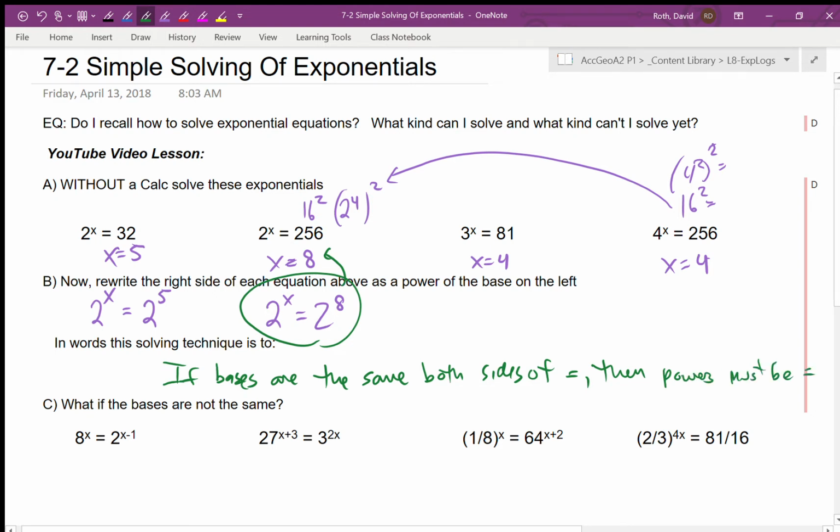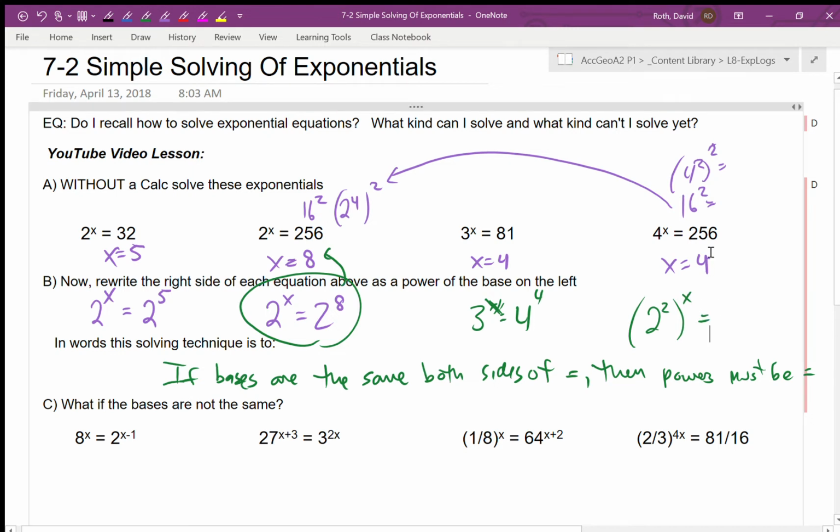Okay, simple as that. Anyway, this would be 3 to the x equals 4 to the 4th, right? I think that's what we said. And this is 2 squared to the x power equals, I'm going to do this a little bit different. We already said 4 to what power is to the 4th. And so you'll end up getting back to 2x, 4 times 4 is 16, yep, that's right.